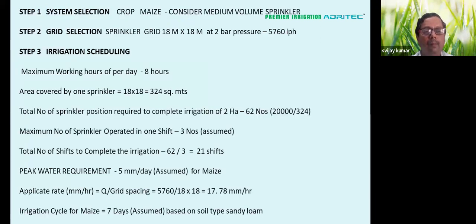So this is the recommendation that is given in the engineering part. Now when we want to do this, let us look at it step by step. So over here we have taken the ZL22 sprinkler, and the grid we have assumed is 18 meter by 18 meter.